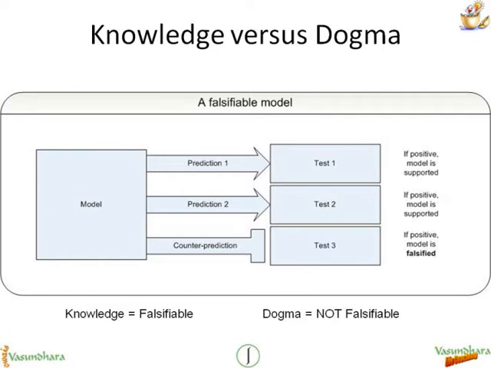That's the model. I make the prediction. I put my neck there. If I die, then my model is correct. So that's one part of the falsifiable model. You have a few predictions and tests for each of those predictions, and if they're positive, then you know that the model is supported. But you also have a counter prediction.